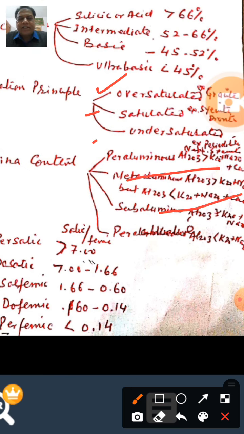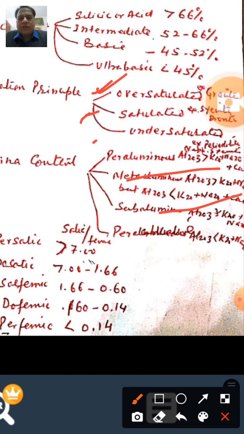So taking that into consideration, the saturation principle divides the igneous rocks into three categories. Oversaturated rocks can have quartz as an essential mineral along with the saturated minerals. The second category, saturated, means the rocks have only the saturated minerals, not free silica. And the third is undersaturated, meaning minerals like olivine, nepheline, etc. are there in that rock.